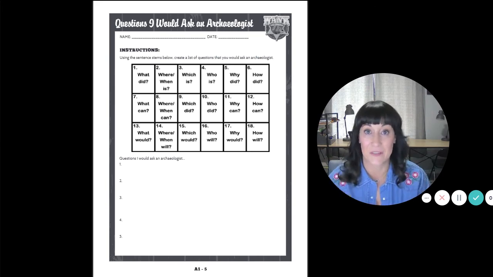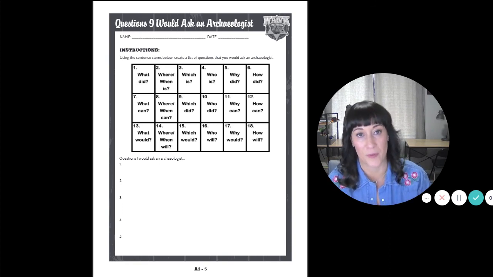So that is Activity 1. Focusing on what is an archaeologist, what do they do, and how do they help us learn about people from the past.